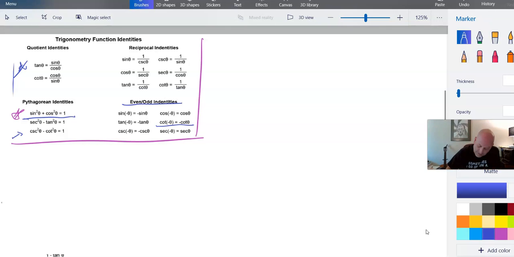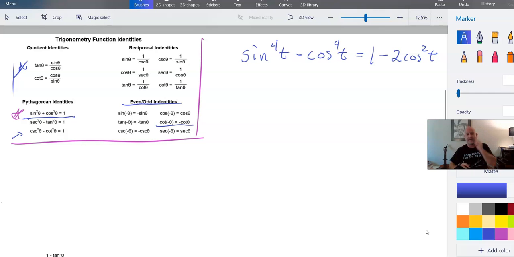Okay, so let's take a look at the next one. Now, this next one is actually one that's going to require some factoring. So let's take a look at this. So we have sine to the fourth t minus cosine to the fourth t is equal to 1 minus 2 cosine squared t. Well, that's something, isn't it?